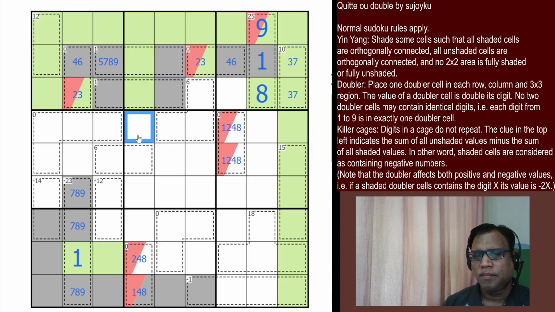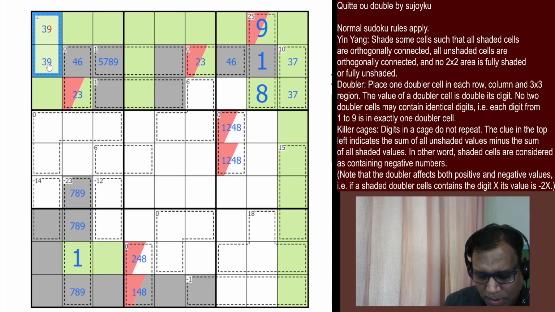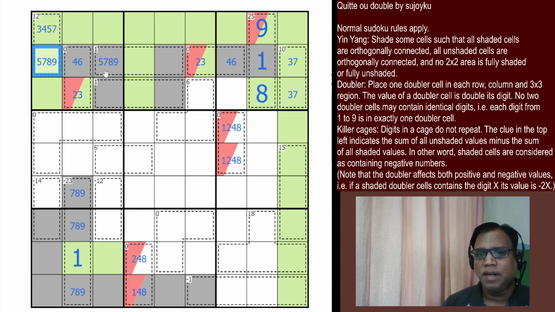Hmm, that's difficult. 12 is also kind of limited because of 4, 6. Let's just put everything in 12. So what is the possibility of 12? It's either 9, 3, 4, 8 or 5, 7, right? But clearly that's not 9. That means that cannot be 3. And that's not 4. That means that cannot be 8. So 5, 7, 8, 9.